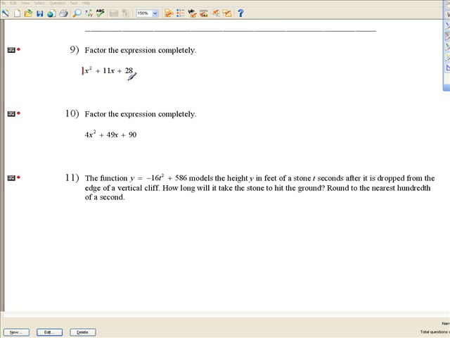Well, I'm thinking 1 and 28, 2 and 14, 7 and 4. There we go, 7 and 4. We'll do that. They multiply to make 28 but add to make 11. So let's go ahead and set this up.